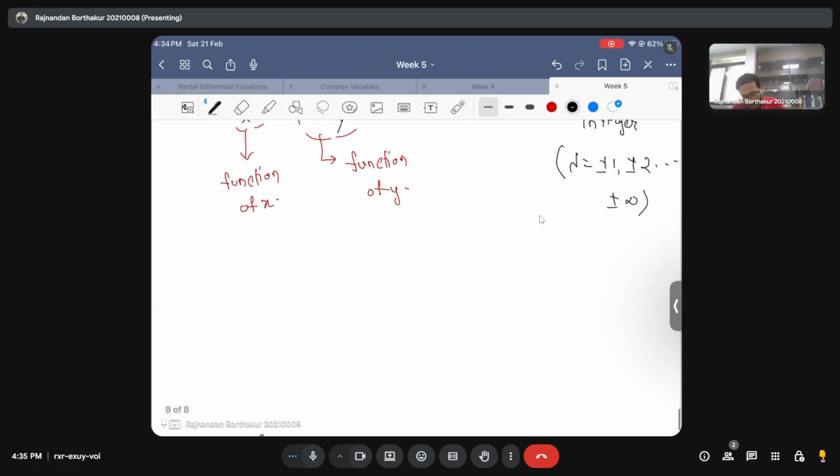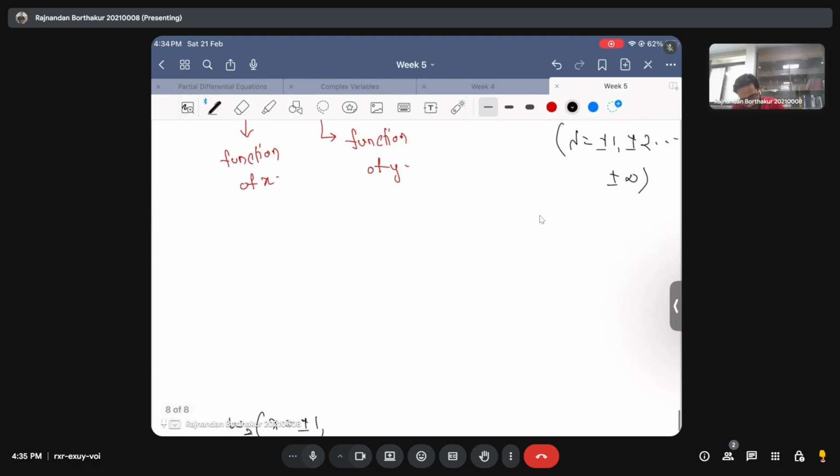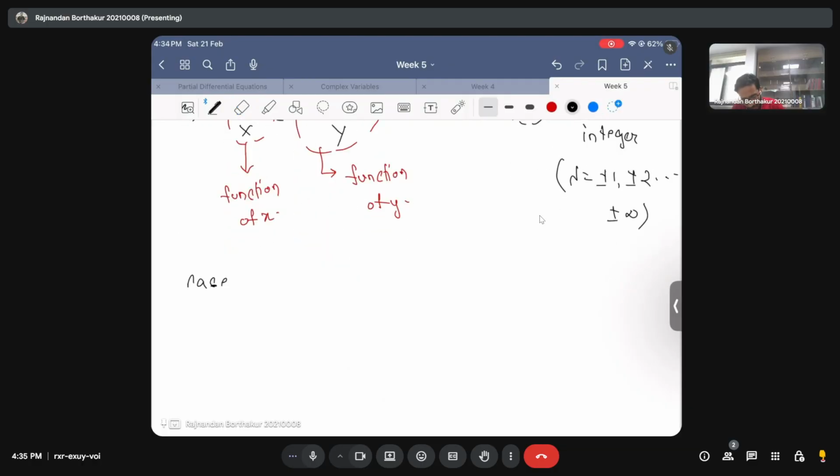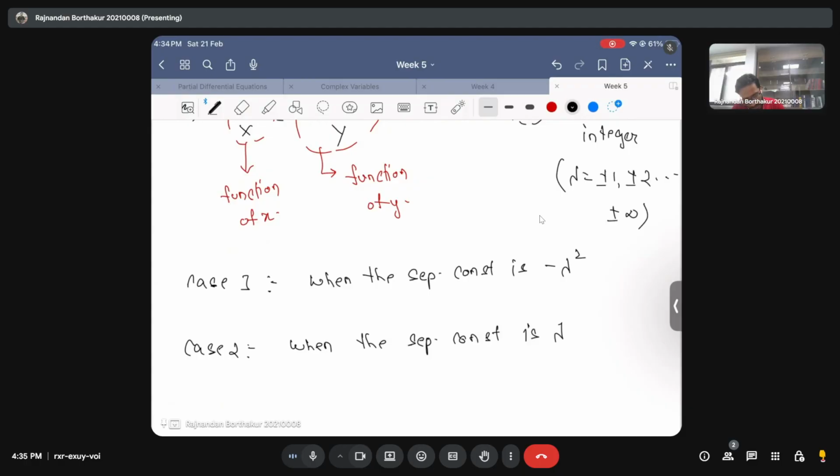So in the next class, we'll take case one, when the separation constant is minus lambda square, and we'll also take case two, when the separation constant is lambda square. We'll see that only one of these two is possible because of the given boundary condition that we have. We'll try to work out these two cases individually, and then things will be much clearer.